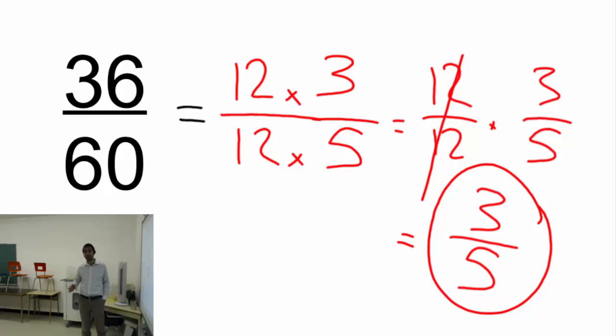So I know that you might not be able to find 12, which is the largest common number for both of them. So is there any other way to do this? Yes. Now let's practice that.